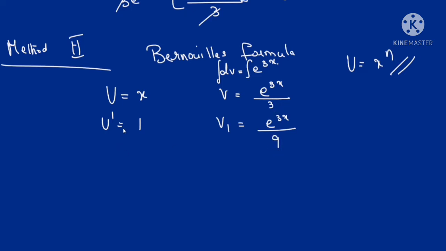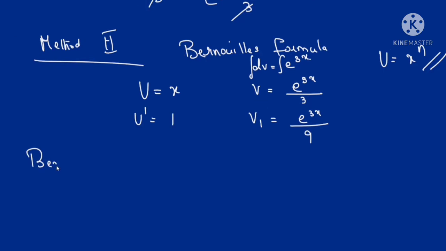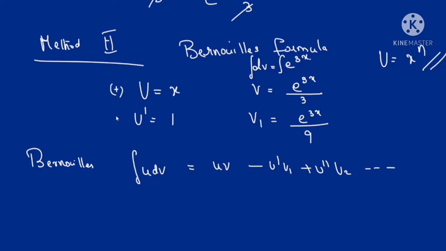So you can stop here, because when you get a constant, constant means independent of x, there is no x here, you can stop differentiating. Till you get a constant, you have to differentiate. So here it is a constant, you can just stop. So what is Bernoulli's formula? The integration of u dv is uv minus u dash v1 plus u double dash v2. It goes like this. We need only these two. This is plus, next one is minus, remember that.